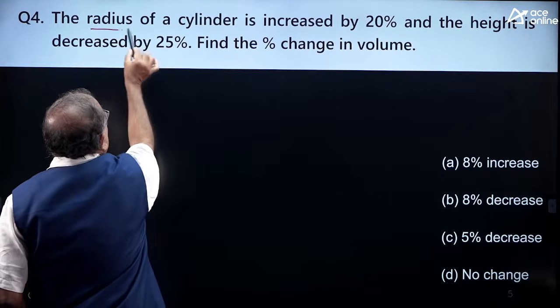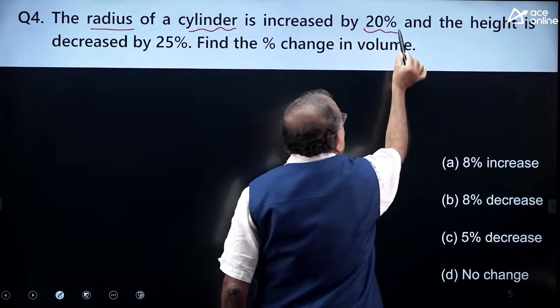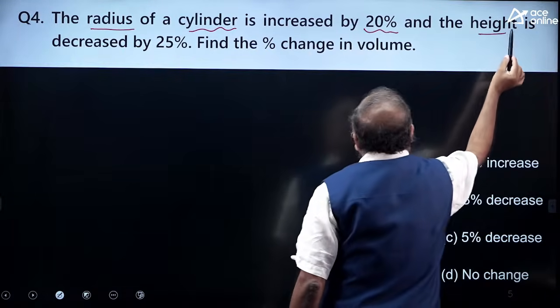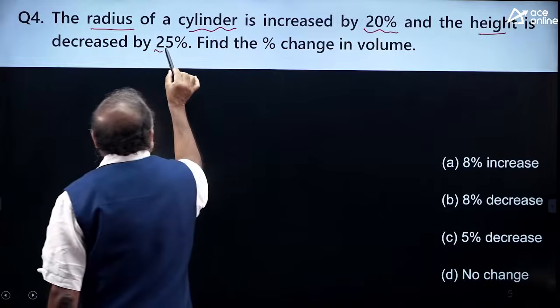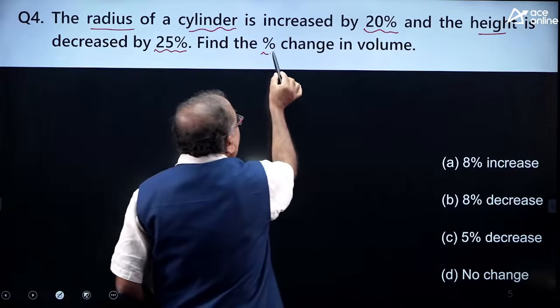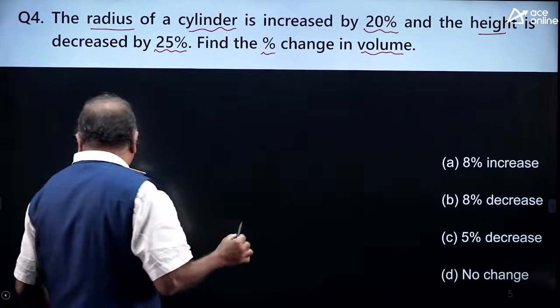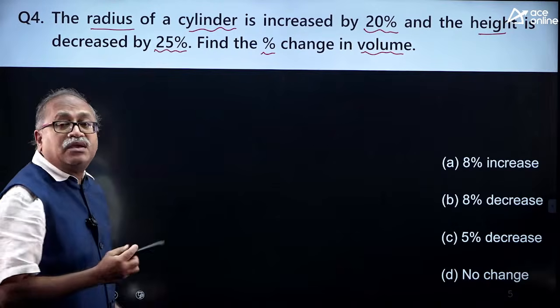The radius of a cylinder is increased by 20% and the height is decreased by 25%. What is the percentage change in the volume? Even if you don't know, it is good. You are going to know the things. What is the percentage change in the volume?